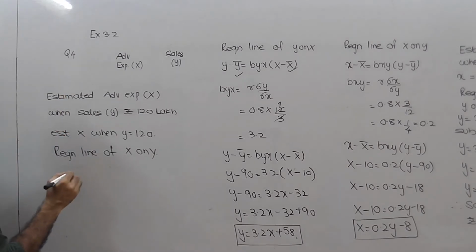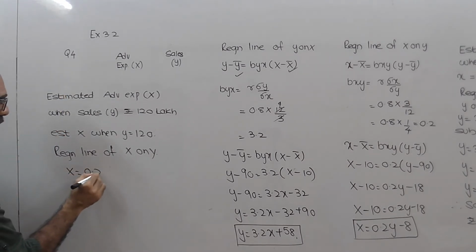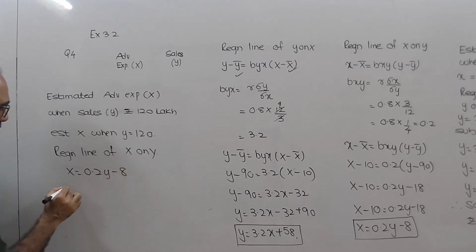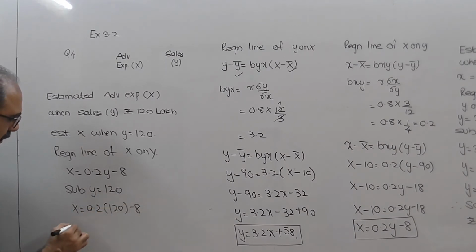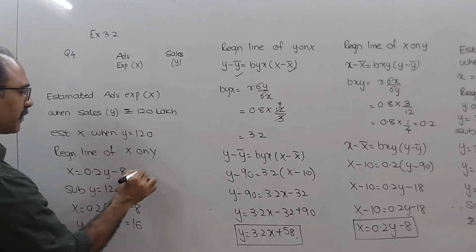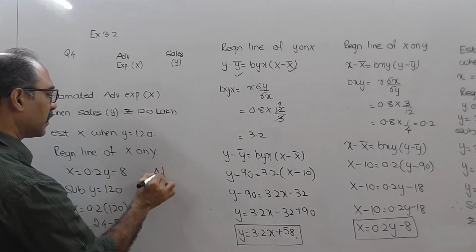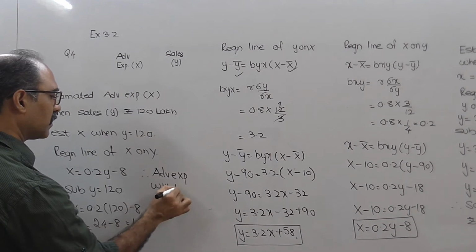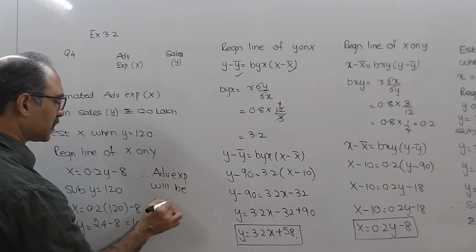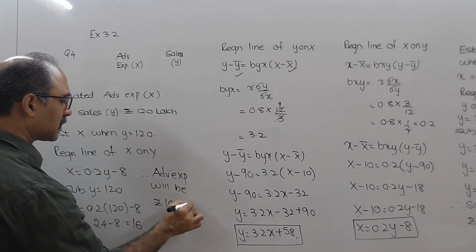So the regression line of x on y is x equal to 0.2y minus 8. I will substitute y equal to 120, x equal to 0.2 into 120 minus 8. I think this is 24 minus 8, that is equal to 16. Therefore the advertising expenditure will be rupees 16 lakhs.